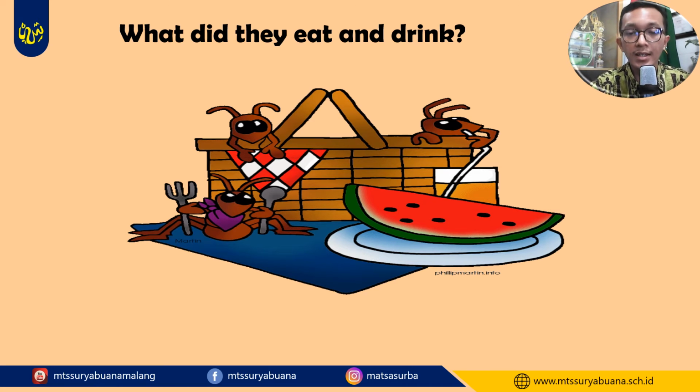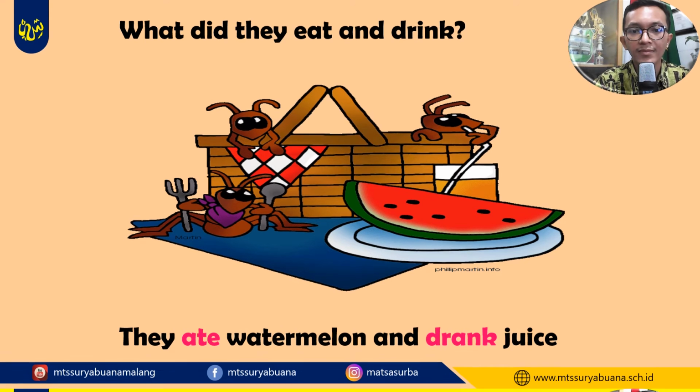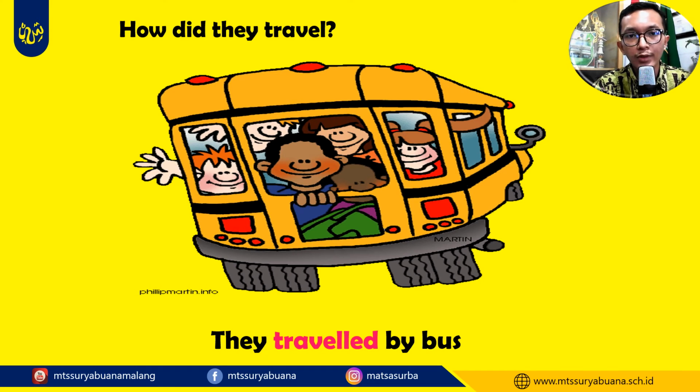What did they eat and drink? Can you answer this question, students? The answer is they ate watermelon and drank juice. The third picture and the question: how did they travel? Can you guess the answer of this picture, students? The answer is they traveled by bus.